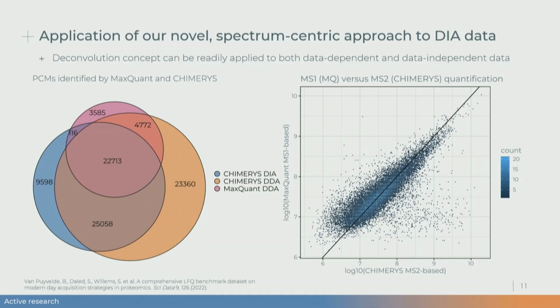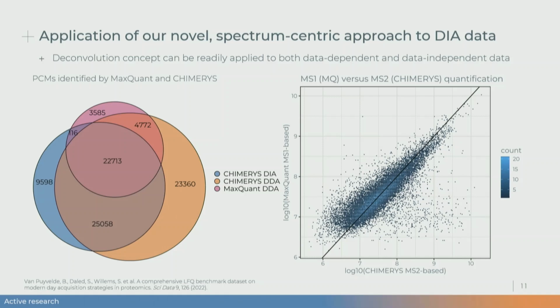I mentioned that we can deconvolute chimeric spectra, so we actually tried that on a data set that was recently published, the new LFQbench data set published in 2022, which has DDA acquisitions and DIA acquisitions on the same sample. And if we run those DDA and DIA files both through Chimeras and the DDA file through MaxQuant, these are the overlaps that we can see. And what is very encouraging is the overlap between MaxQuant and Chimeras is pretty high. However, when we look at Chimeras on the DDA file versus on the DIA file, we actually identify many more peptides on the DDA file than on the DIA file.